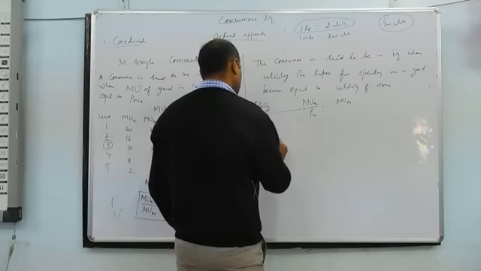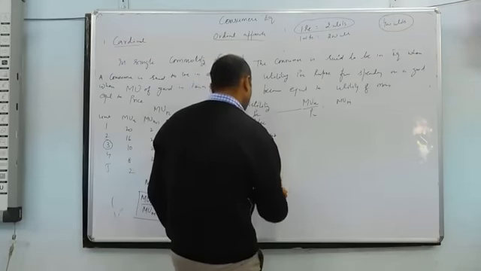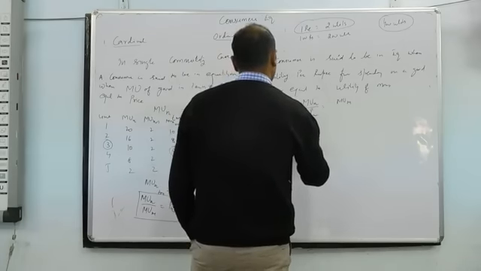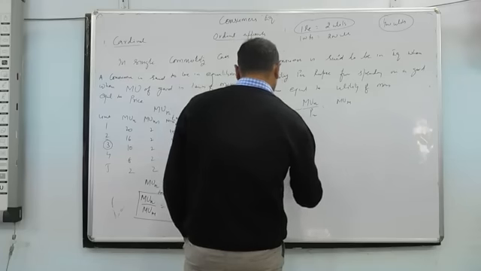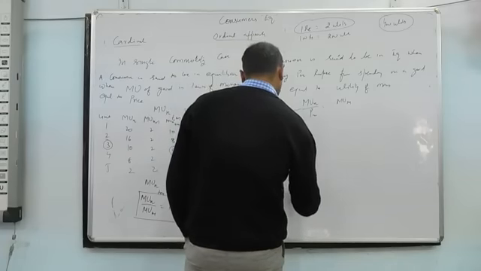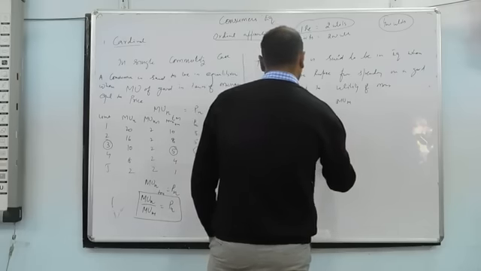Units 1, 2, 3, 4, 5. Marginal utility of good X is 20, 16, 10, 8, 2. The price is rupees 5.